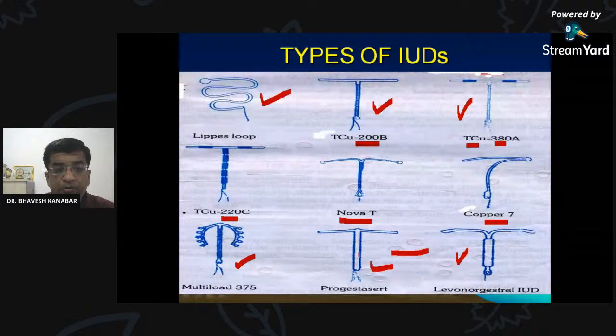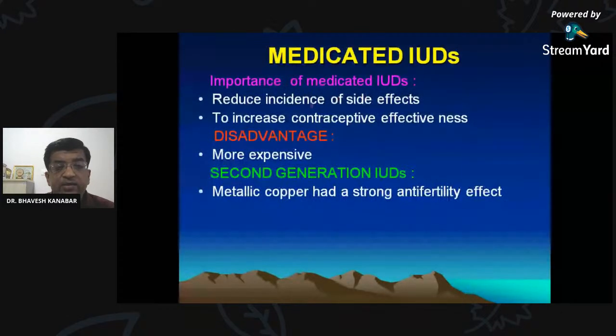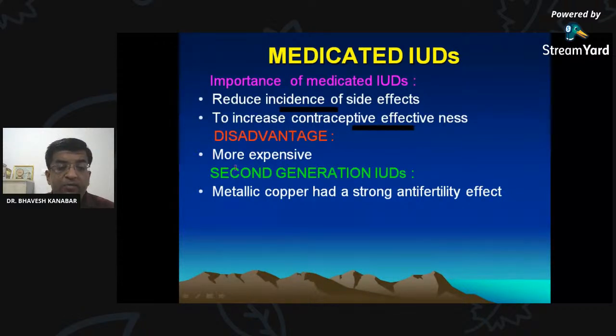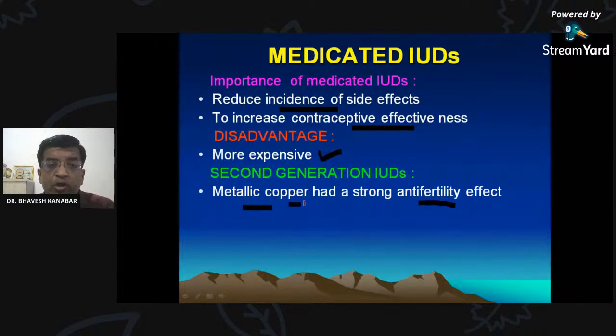Okay, let us continue. Medicated devices: the importance of a medicated device is that it reduces the incidence of side effects and increases the contraceptive effectiveness. The disadvantage is that these medicated devices are more expensive. Second generation IUDs have metallic copper. They have a strong anti-fertility effect because of the presence of the copper. In addition to the device itself, the copper also has an anti-fertility effect.